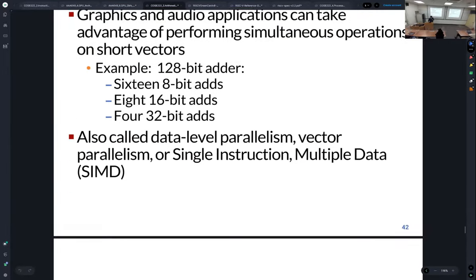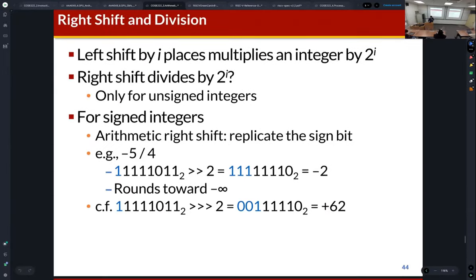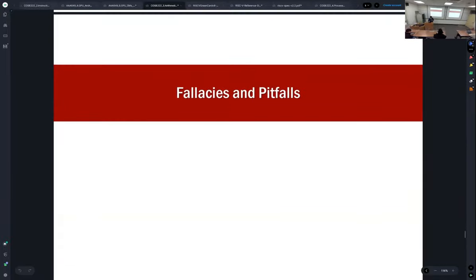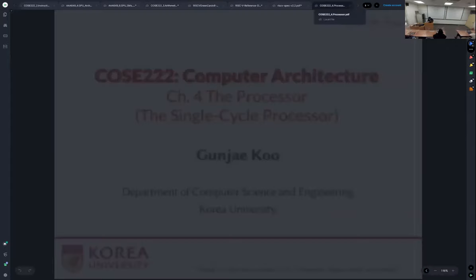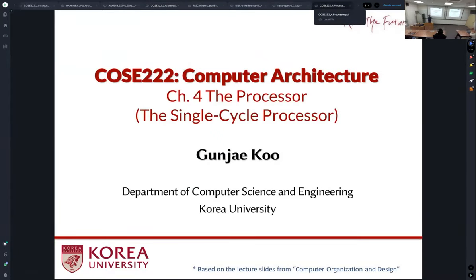Okay, so I will skip the double algorithm, then I will skip the analysis. So I will conclude chapter three. Actually, chapter three is a very short chapter. In chapter three, we learned how to implement the arithmetic unit. So we learned about the floating point standard. Okay, let's move on to chapter four.